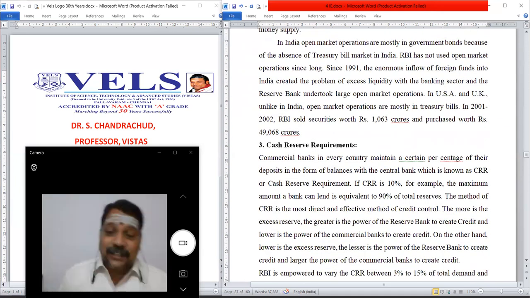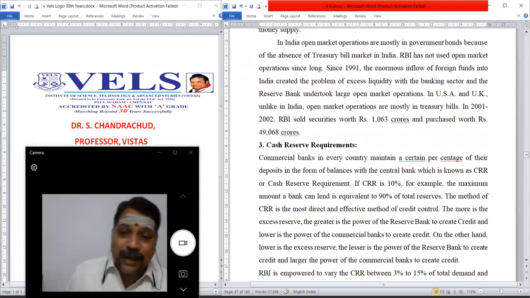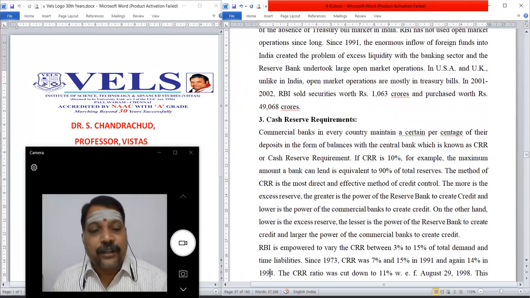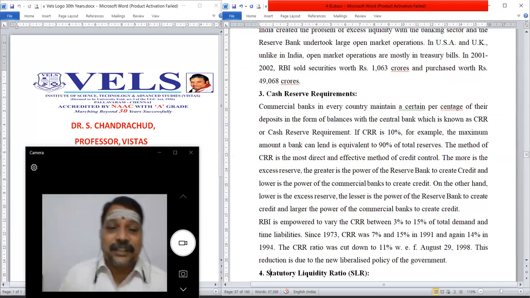The third one is the cash reserve requirement. The commercial banks in every country maintain a certain percentage of their deposits in the form of balance with the central bank.